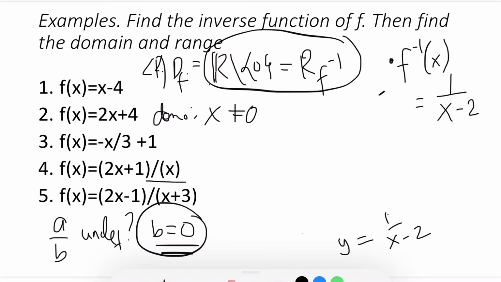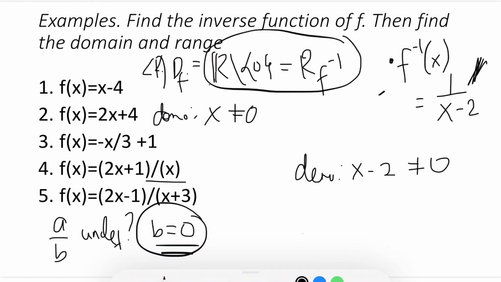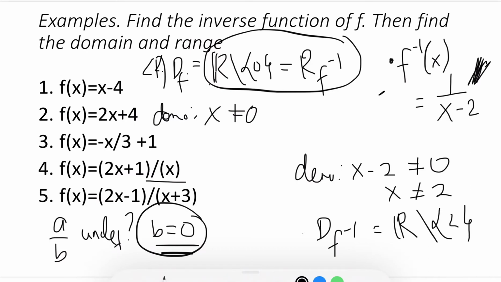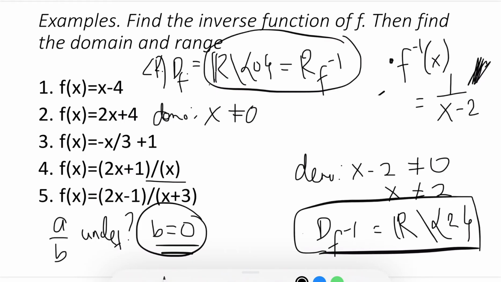For the domain of f inverse, since this is the range of f inverse, we concentrate here. So the same thing, your denominator must not be 0, so x must not be 2. So the domain of f inverse is the set of real numbers except 2, because if it is 2, then your function is undefined.